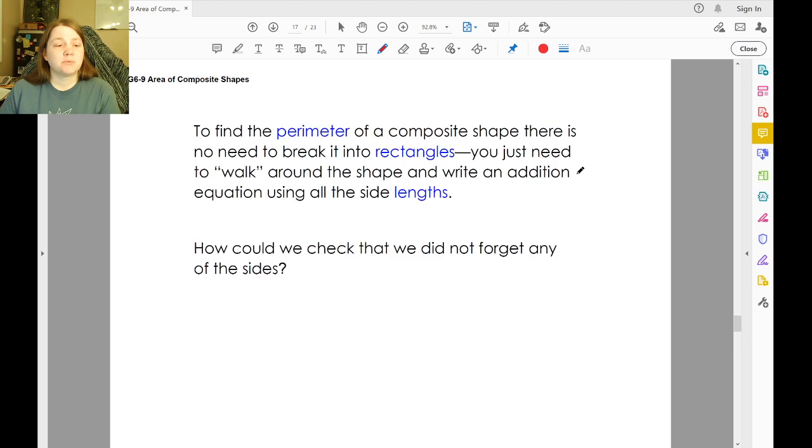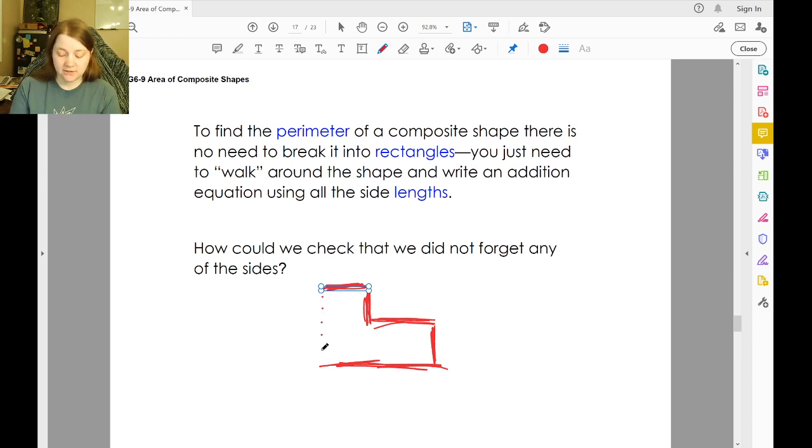Remember that to find the perimeter, you don't need to break it into rectangles. You just have to be able to walk around the entire shape. To check that you didn't forget any sides, I would suggest that you literally trace over a shape as you go around, as you're finding perimeter, to make absolutely sure that you don't forget an entire side.